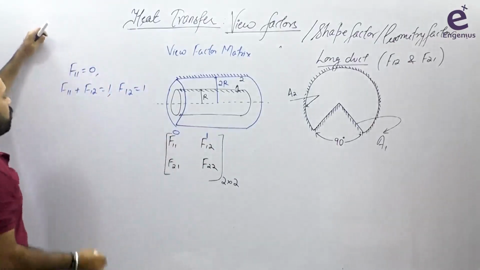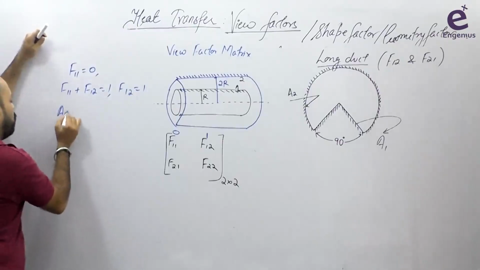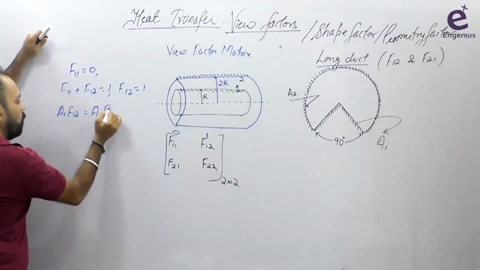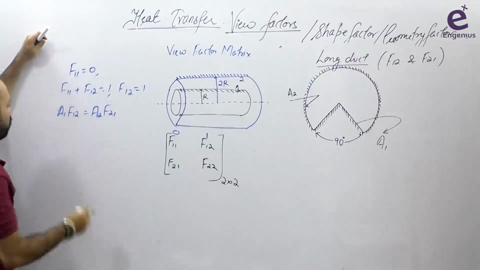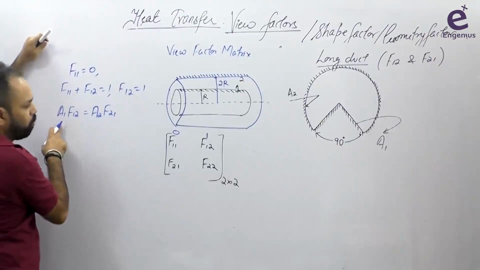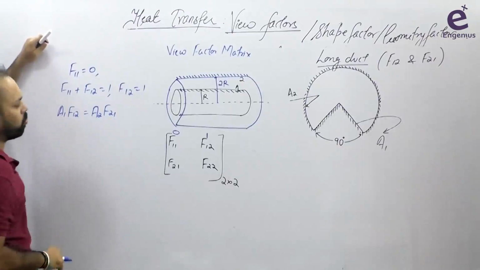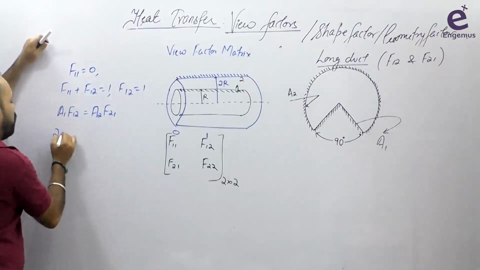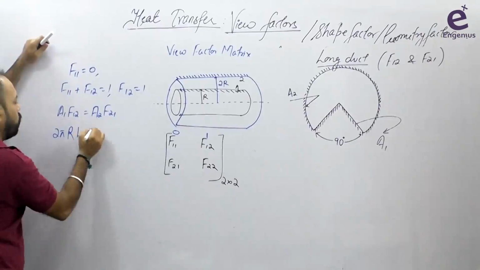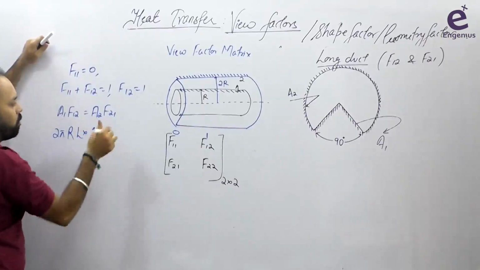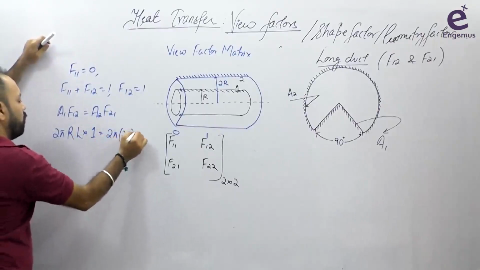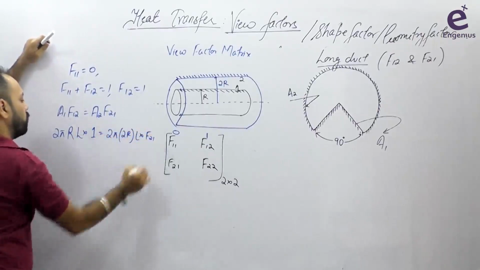Okay, now let's talk about the reciprocity relation. A1 F12 is equal to A2 F21. Fine. So what is A1? Area of surface 1, 2 pi RL, right? So 2 pi surface area is used, है ना? 2 pi R into L into F12, that is 1. What is A2? 2 pi R, which is twice of R, into L into F21, correct?